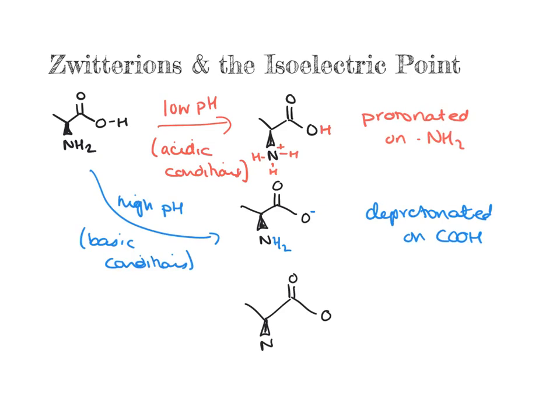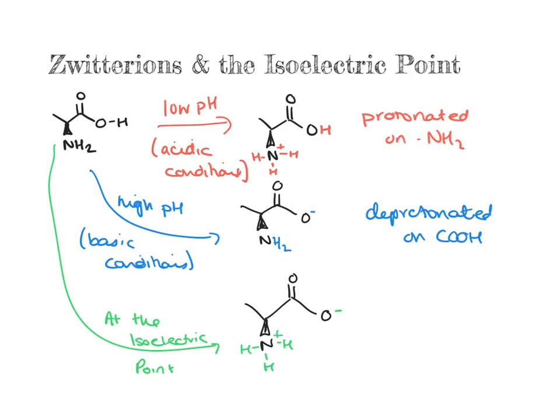And if you're in between, at a point where your amino acid does not have a charge at all, it exists as what we call a zwitterion. So I'll show you what that looks like now. Okay, so the point at which your amino acid is not charged at all is called the isoelectric point, and at this point you are deprotonated at the acid end and protonated at the amine end.